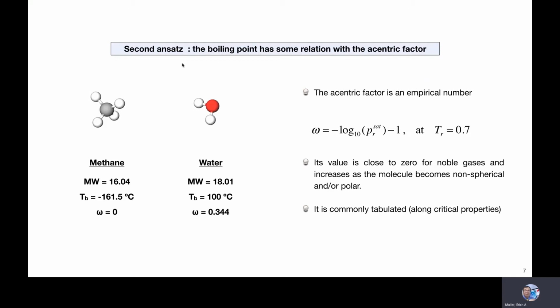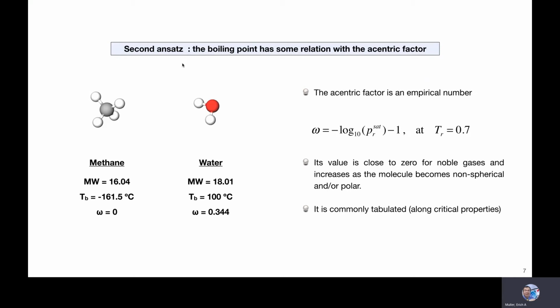And the examples given here, methane and water, are classical: two molecules which are reasonably similar in terms of their size and their morphology, but have widely varying boiling points. Of course, the reasons for that are long and extensive. But we can look at the eccentric factor and see that the eccentric factor is somehow picking this up.